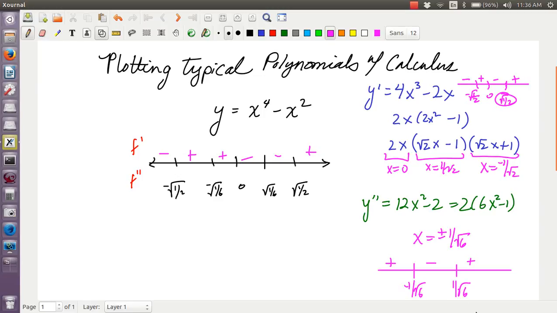So let's superimpose that information on our little grid. It's going to be plus until you hit plus 1 over root 6, which is here. Then it's going to go minus until you hit minus 1 over root 6, and then it's going to go plus. Okay, so we've taken all this information. Now what do we do?